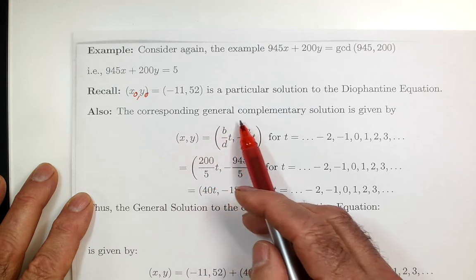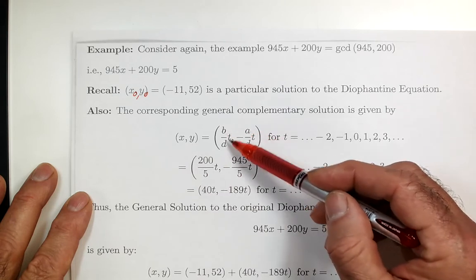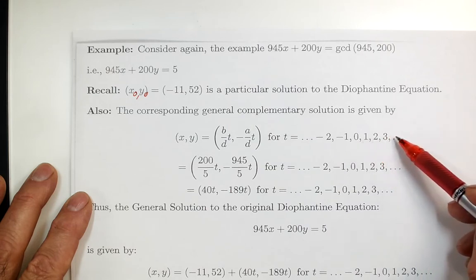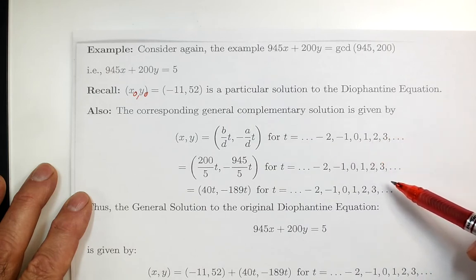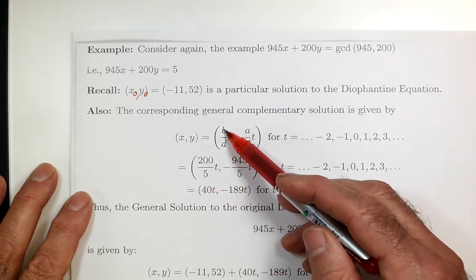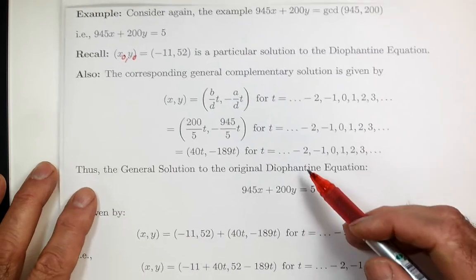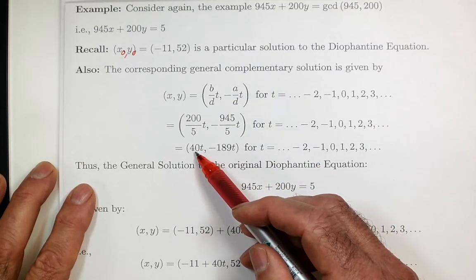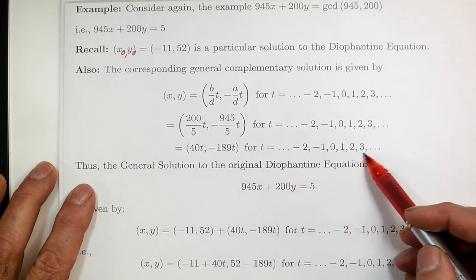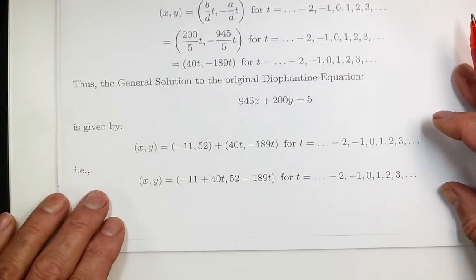And the corresponding general complementary solution, (x, y) equals (b over d times t, negative a over d times t), for all integer values of t. Well, let's see. D, the greatest common divisor, is 5. B is 200. A is 945. So when we simplify it, (x, y) equals (40t, negative 189t) for all integer values of t is the corresponding general complementary solution.